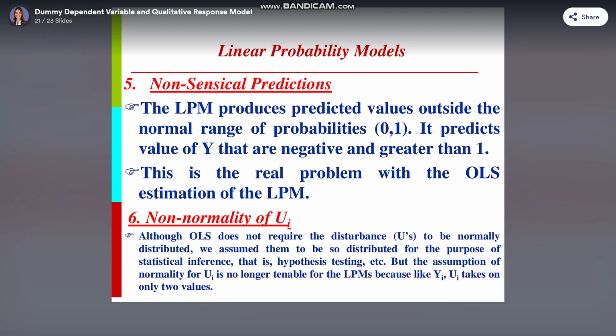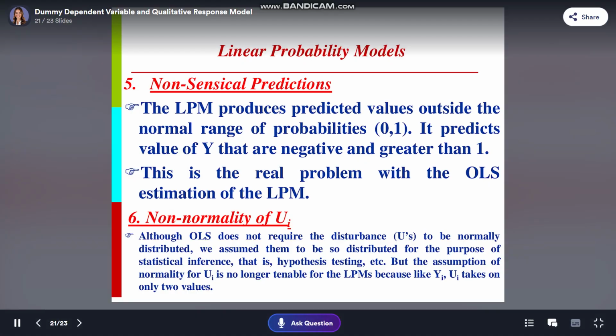Another key point is about the disturbance term, the U's. While OLS assumes these disturbances are normally distributed for inference, in LPMs, this assumption breaks down because the disturbances can only take two values, just like the dependent variable. This complicates hypothesis testing and statistical inference.